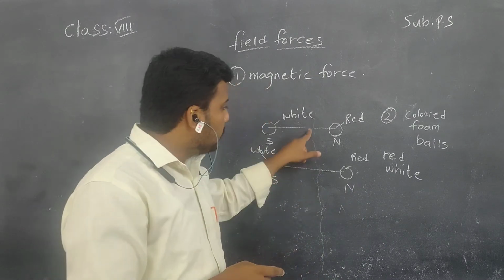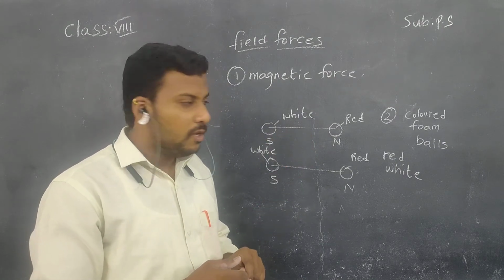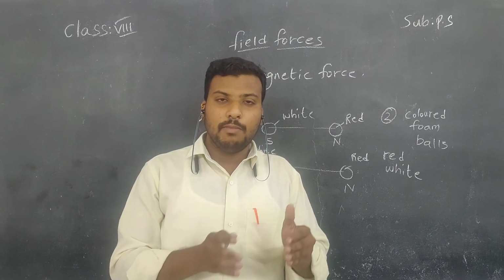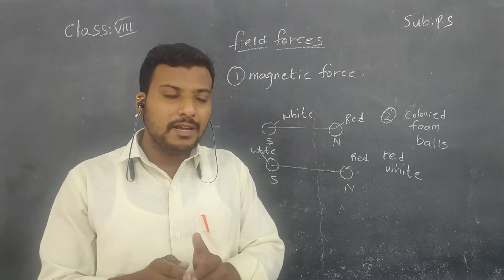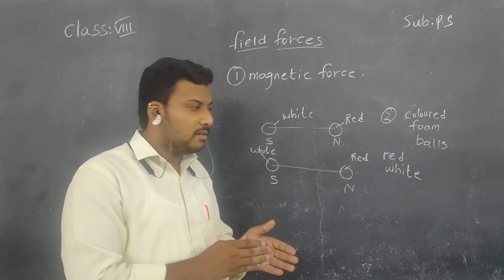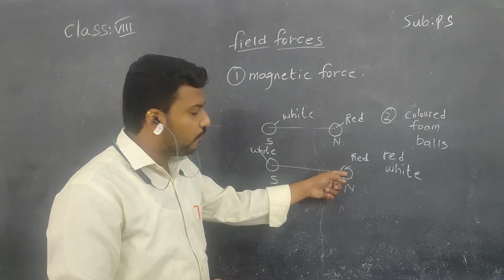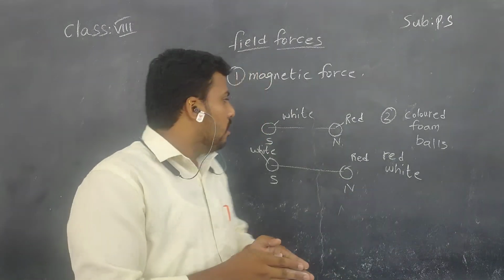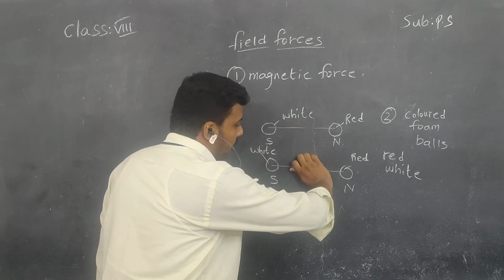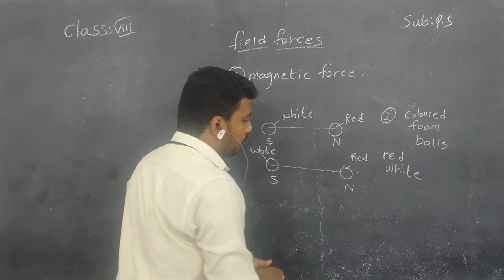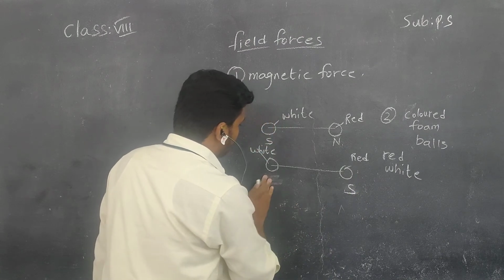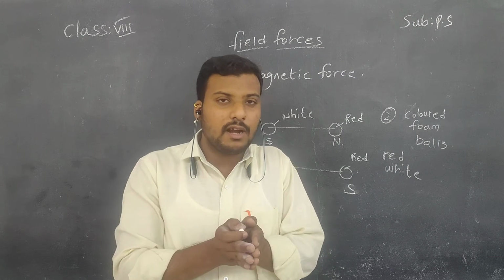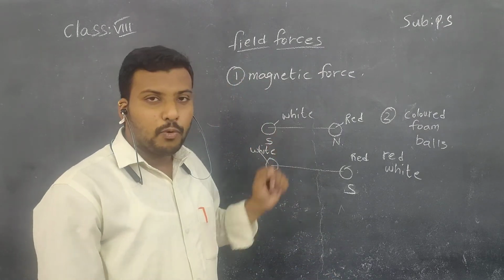Why? Because these two are in a magnetic field. Like poles repel each other. You know that according to the magnetic property, like poles repel each other and unlike poles attract each other. So red colored foam ball and red colored foam ball, what will happen? They repel each other. They go farther from each other. And when you place this needle in the other direction, meaning north and south and north, then they get attracted because they are unlike poles.